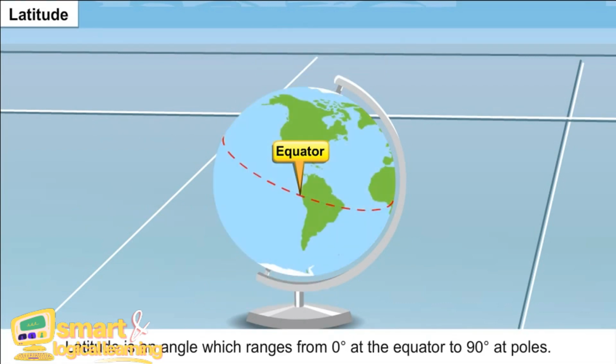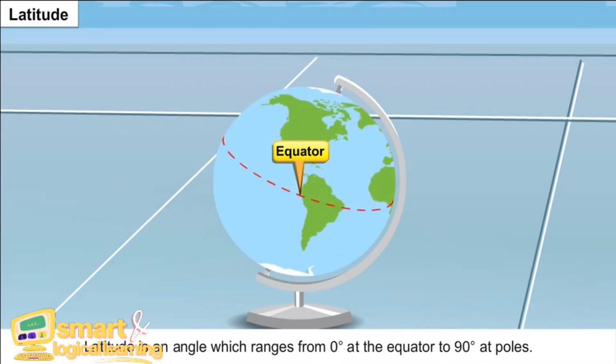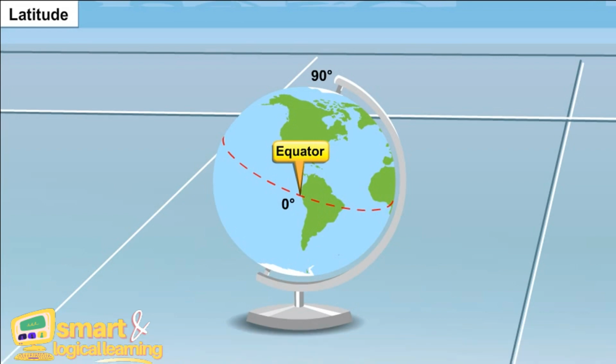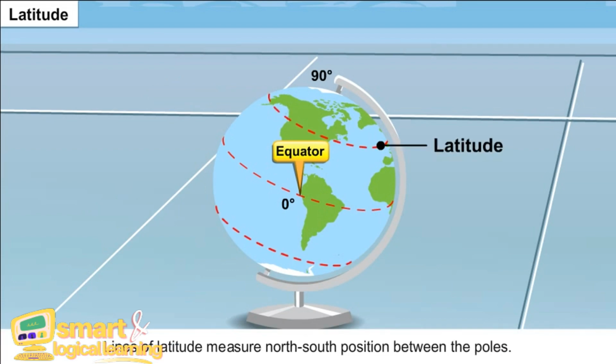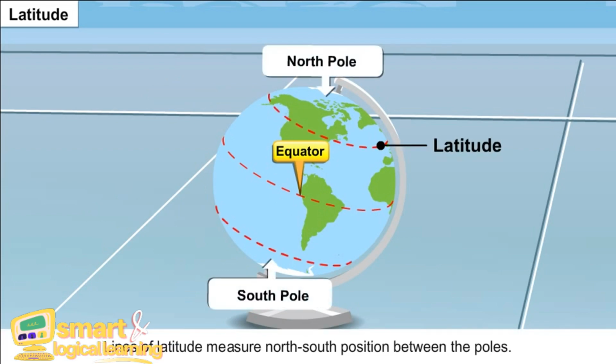Latitude. Latitude is an angle which ranges from 0 degree at the equator to 90 degree at poles. In case of north of equator, we say 66.5 degree north, and in case of south of equator, we say 66.5 degree south. Lines of latitude measure north-south position between the poles.